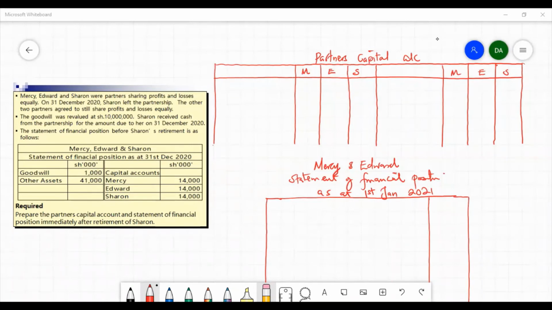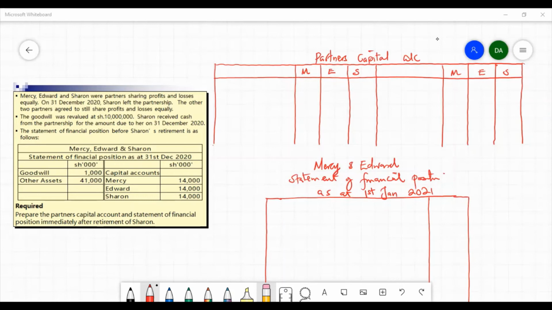The second approach to the answer of this question is a situation where a goodwill account is not maintained in the books of the partnership. In this case, therefore, there may be no need to record anything in the goodwill account. In other words, goodwill can be recorded directly in the partners' capital accounts, or a goodwill account can be prepared but then written off afterwards. I'm going to take an approach where there is no goodwill account prepared at all. Therefore, we prepare the partners' capital account and statement of financial position as required.